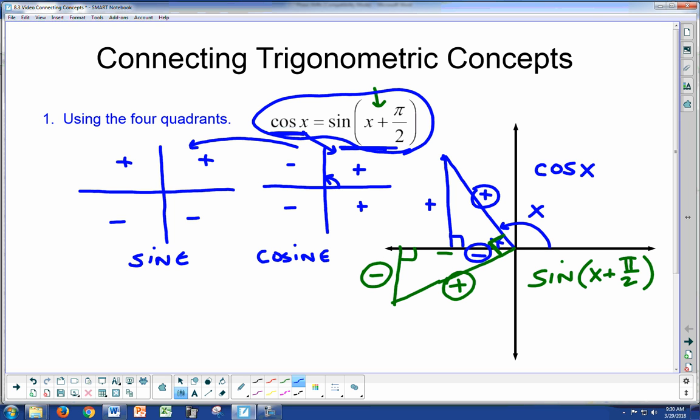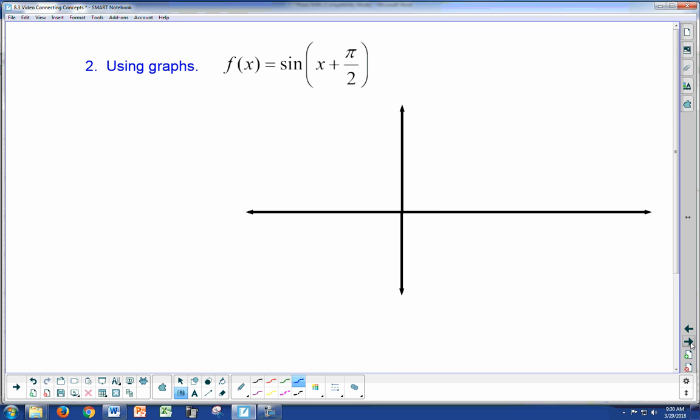So that's kind of a neat little way to show that the sine of x plus pi over 2 is equal to the cosine of x. Okay, let's move on and show it a different way. Notice that we could use a graph to show that the sine of this x plus pi over 2 is equal to something, and we're not sure what yet.